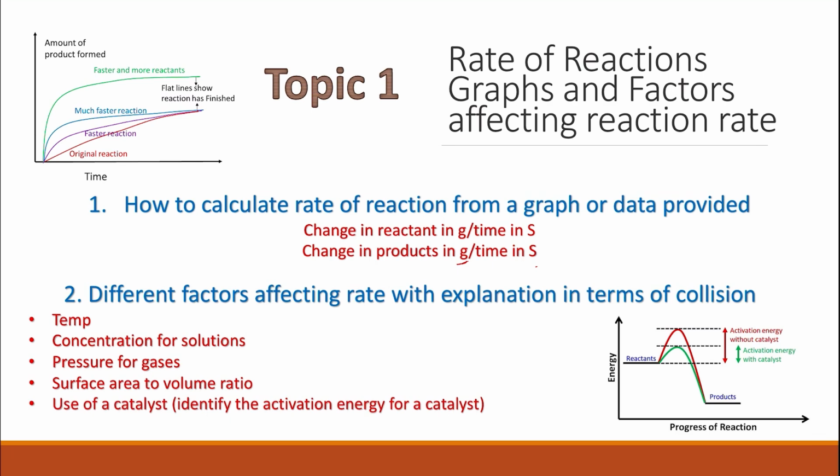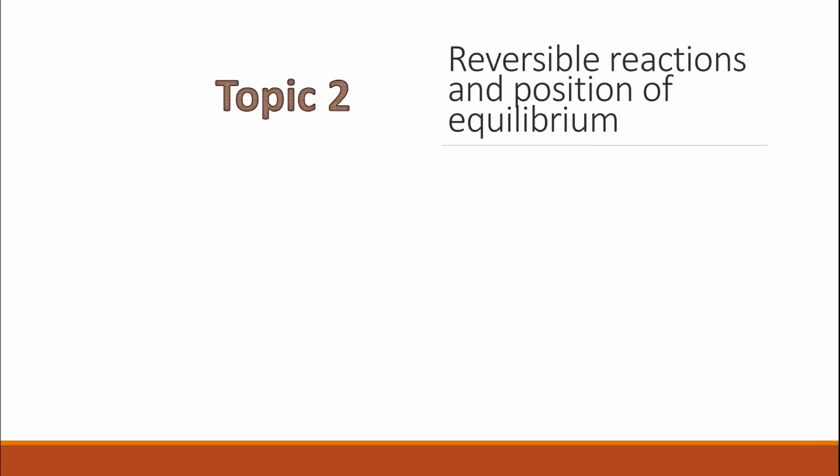The use of catalyst also increases the rate of the reaction, but this is due to the lowering of the activation energy of the reaction, which means because catalysts provide an alternative pathway for the reaction. You should be able to identify the activation energy for the use of the catalyst, which is this part. This is in comparison with the activation energy without the catalyst, which is the longer one.